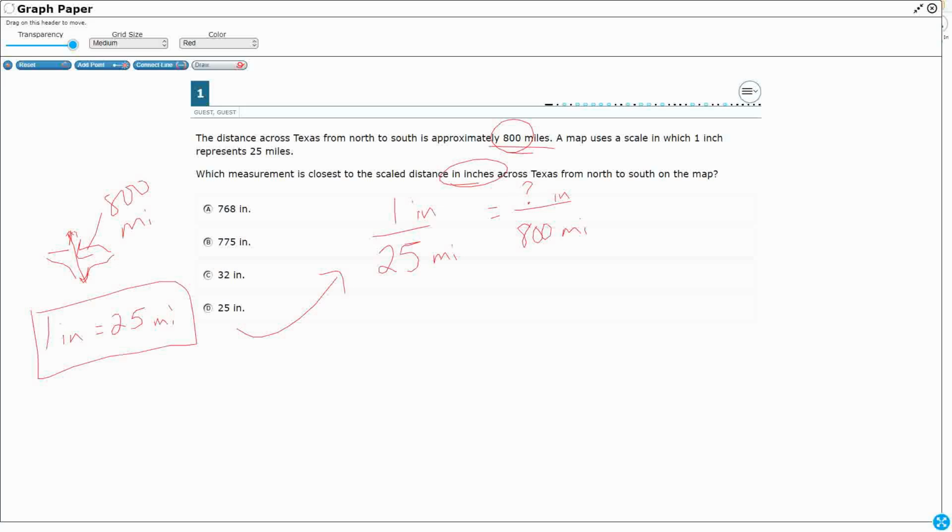All right, so now I've got my proportion. Now I've got this as an equivalent fraction, right? I can set this up as 25 times something makes 800, or you can do a little bit of cross multiplication, which also works. And you can say 1 times 800, which is just 800, equals 25 times the unknown. I'm going to turn that question mark into an x just to make it a little bit easier. So really it's 800 equals 25x. I'm going to have to divide both sides by 25.